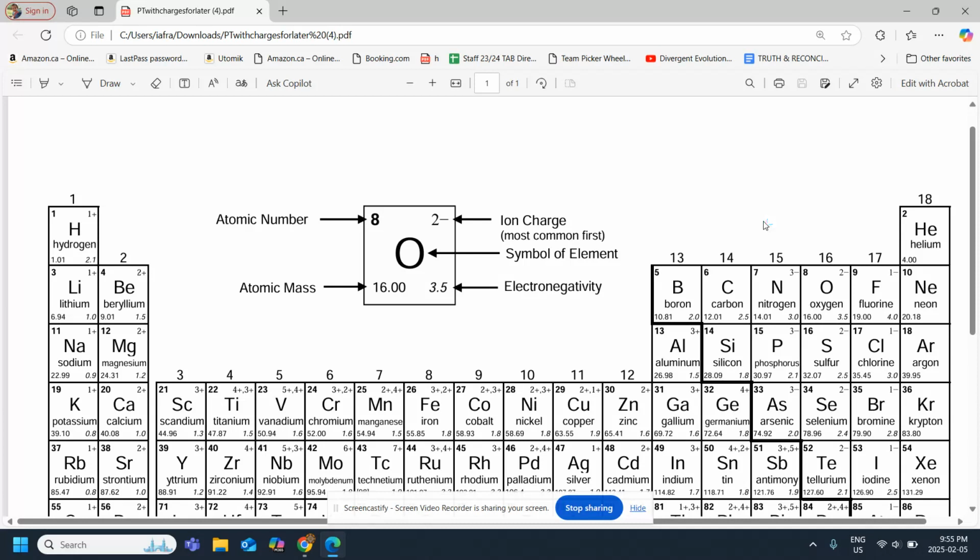In this video, we're going to do a quick overview of how to use a periodic table to determine the number of protons, electrons, neutrons in an element. We're also going to take a look at how to draw a Bohr-Rutherford diagram. So here we have a periodic table.